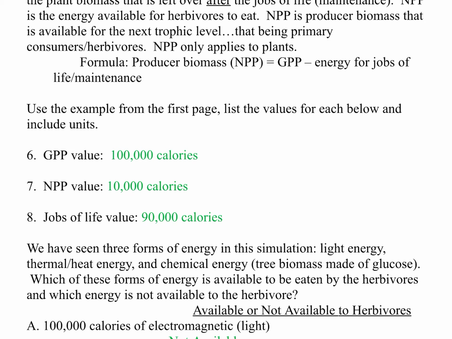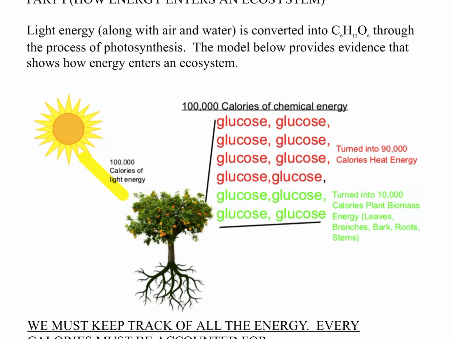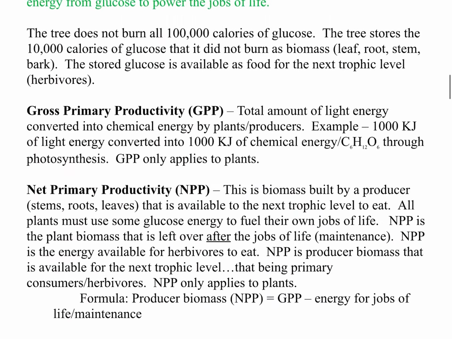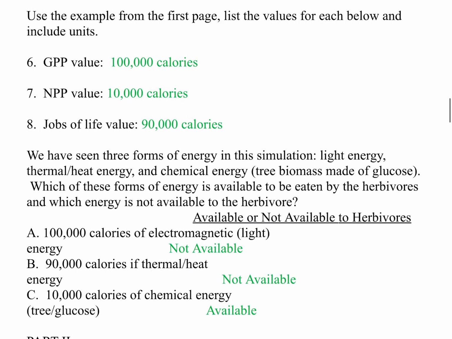And we can see that here. You can see the 90,000 calories in red. You can see the 10,000 calories in green, that's your NPP. And then your total amount, your 100,000 calories, is your GPP. We're going to scroll back to that part.